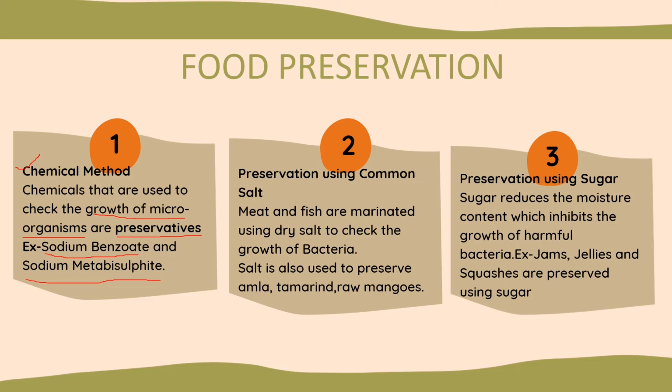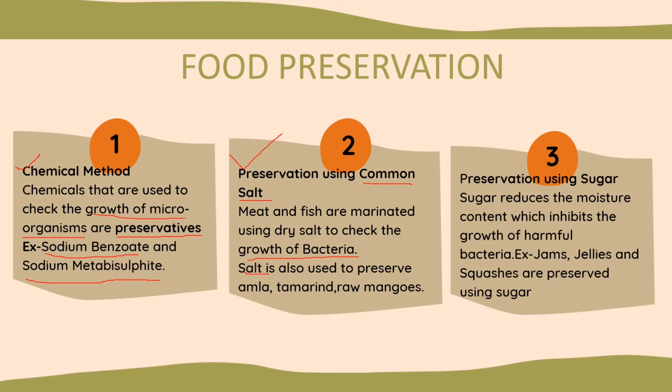The other common method which we use in our homes also is preservation using common salt. Common salt is a very good preservative. If you're eating non-veg, you must have seen that meat and fish are marinated using salt or even curd. And why is it done? This is done to check the growth of bacteria. Also, when we make pickles, or try to preserve amla or tamarind, we use salt again for doing that.